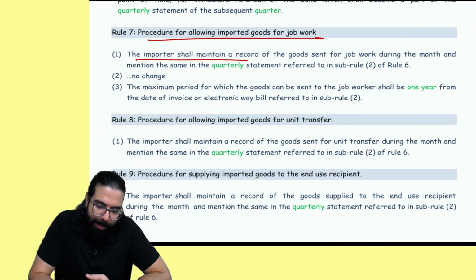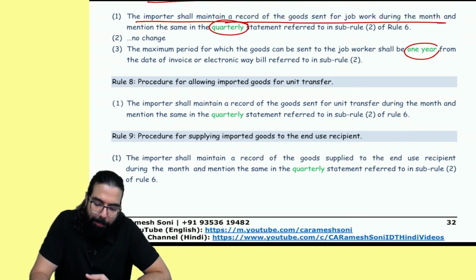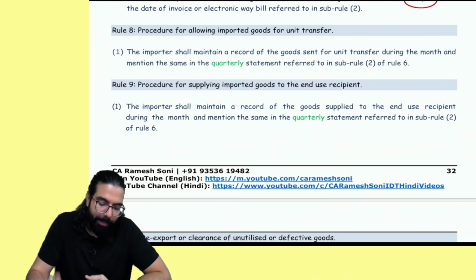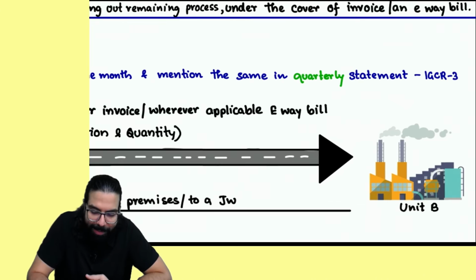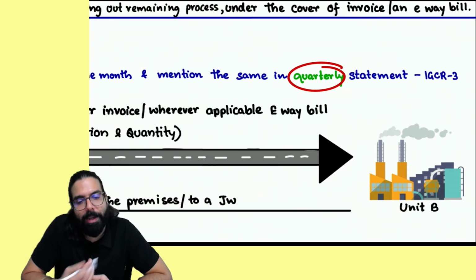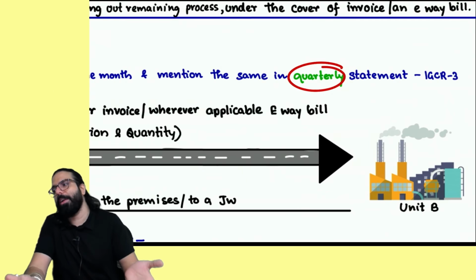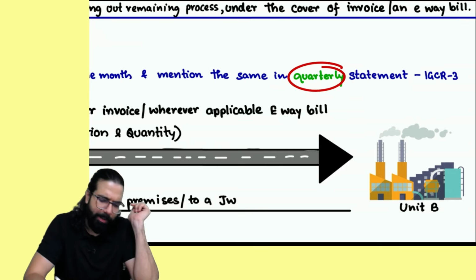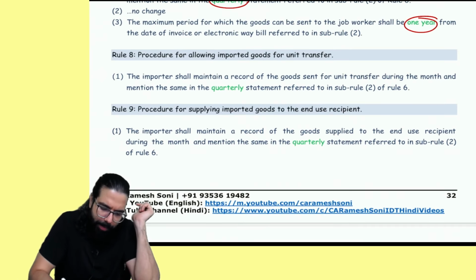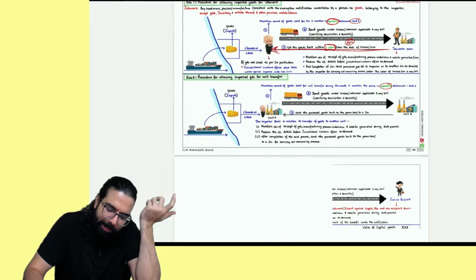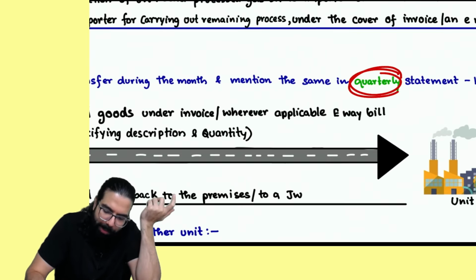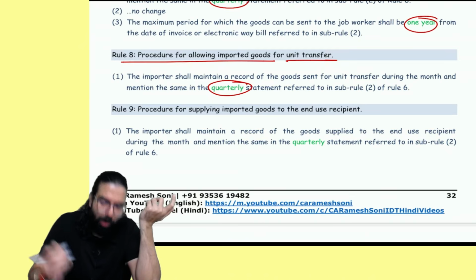Sir, the importer may go ahead and maintain the records and furnish the details in the quarterly statement, and the goods can be brought back within 1 year. Okay, sir. Sir, can I transfer from one unit to another? Yes, you can transfer, but that detail also should be given in your quarterly statement. Earlier it was told monthly statement. Now they are telling the details should be given in quarterly statement. Okay, sir. Done. Then see, from one unit to another unit, can I transfer? Yes, you can transfer, but the details should be given in your quarterly statement.